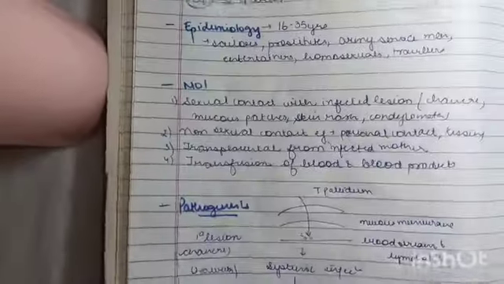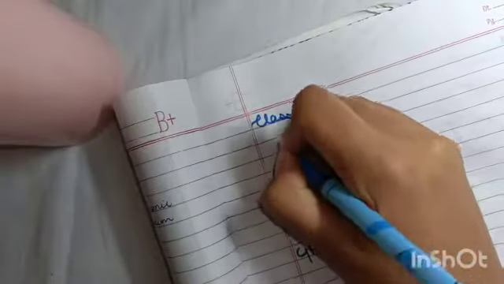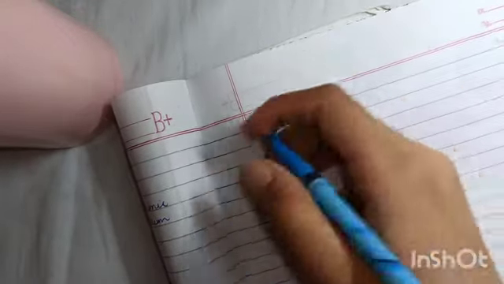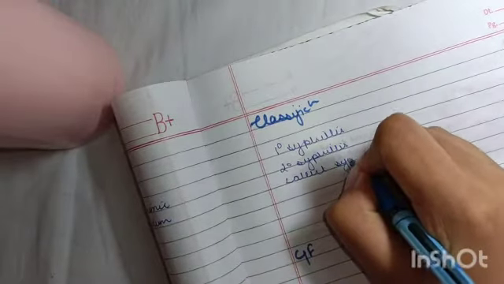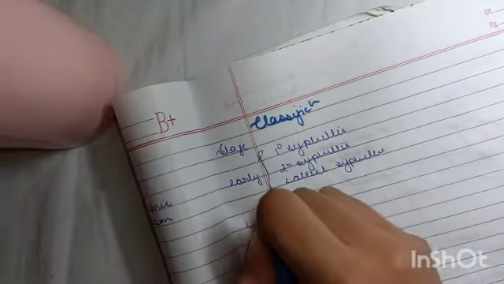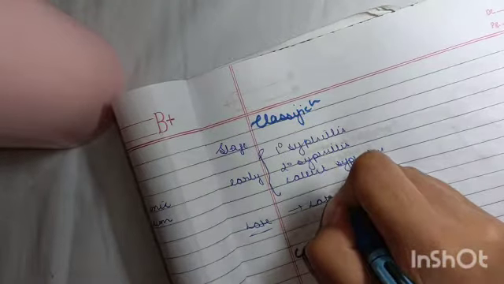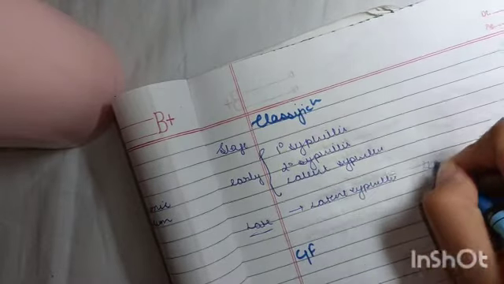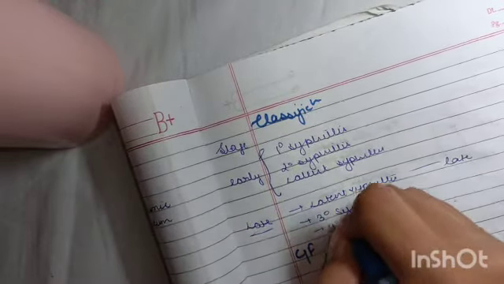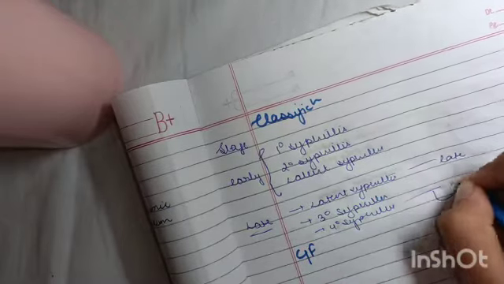Now let's talk about the classification. First of all, we have primary syphilis, then secondary syphilis, and then we have latent syphilis. All these occur at the early stage. Then we will talk about the late stage: late latent syphilis, tertiary syphilis, quaternary syphilis, and then again neurosyphilis and cardiovascular.